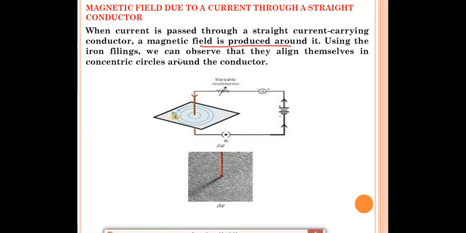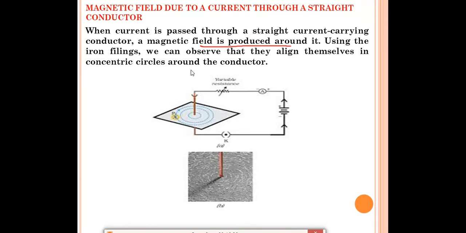Using the iron filings, we can observe that they align themselves in concentric circles around the conductor. So this is the wire, this is the circuit, and this is the variable resistance over there. A meter is there, a key is there, and a battery is there. Whenever current is passed in this conductor, a magnetic field is produced. You can see in the diagram, magnetic fields are produced in this one.